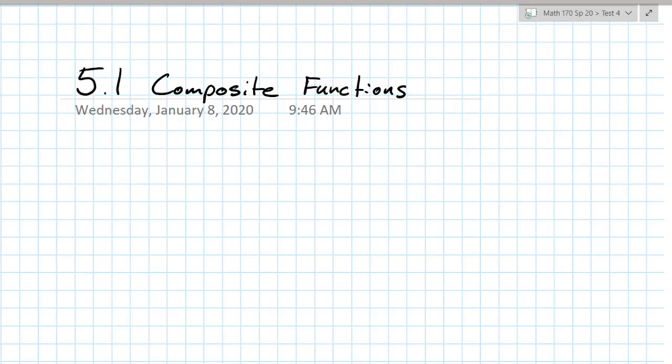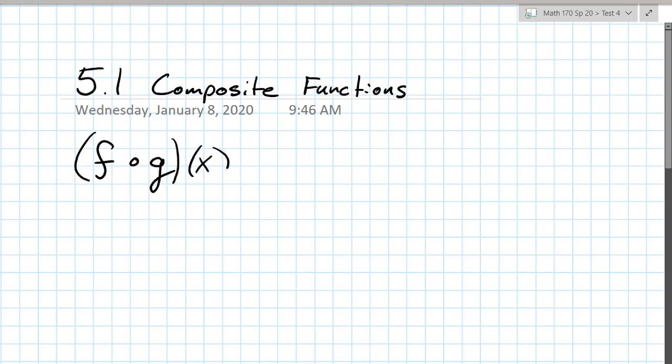In section 5.1, we are going to look at compositions of functions, or composite functions. The way we write it and the way we say it is f of g of x. What we mean is that we take the g of x function and evaluate f when x is g of x.